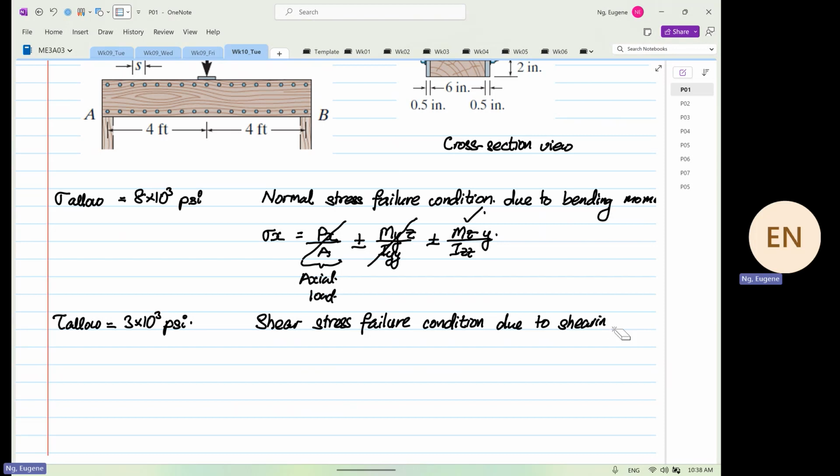Due to shear force. So we know the formula we have to use: the shear stress is equal to Vy over Izz, Qz, divided by t. That's the second failure condition. Now this will occur where? At the centroid, yes or no? This will occur at y max.